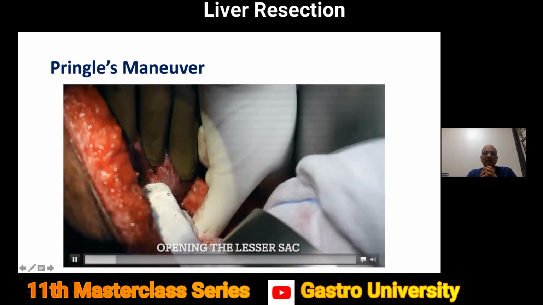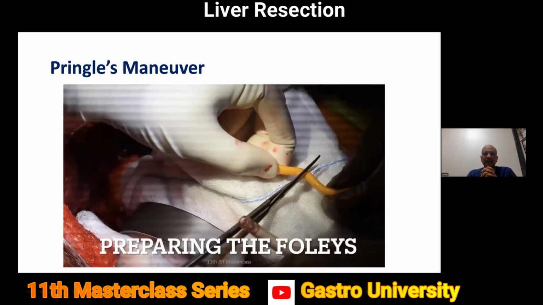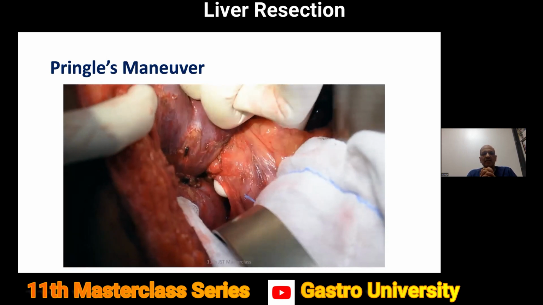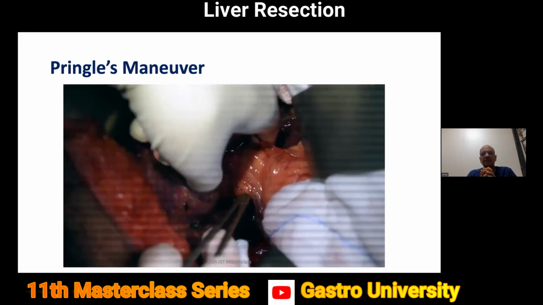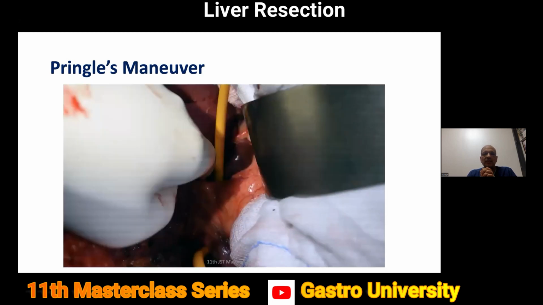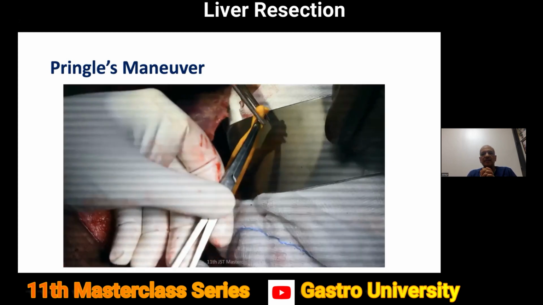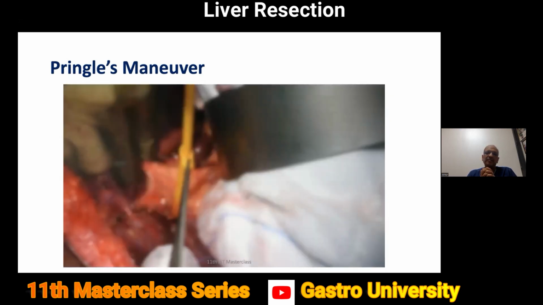You open the lesser sac, loop the hepatoduodenal ligament with the finger. I use a Foley's. You can use an umbilical tape or a vascular sling, but Foley's is very useful because even in minimally invasive surgery, it works very well. So even in open surgery, I've now shifted to using a Foley's catheter for doing a Pringle maneuver. It's a very simple step, simple procedure, and it should be done in every major liver resection.